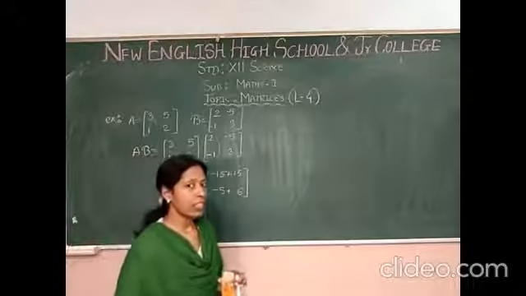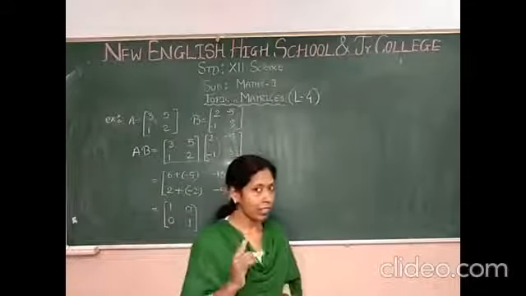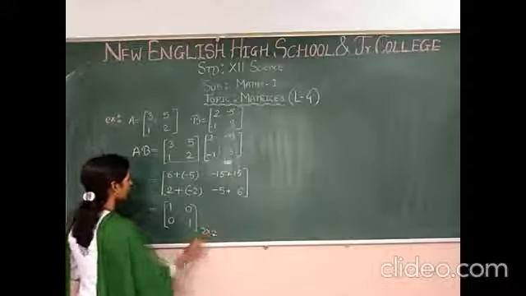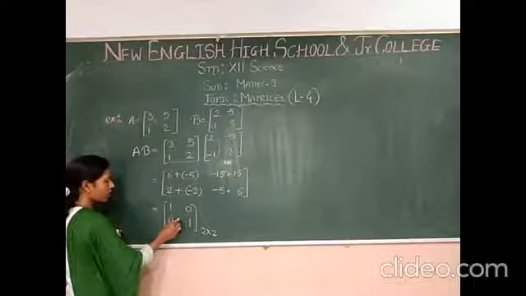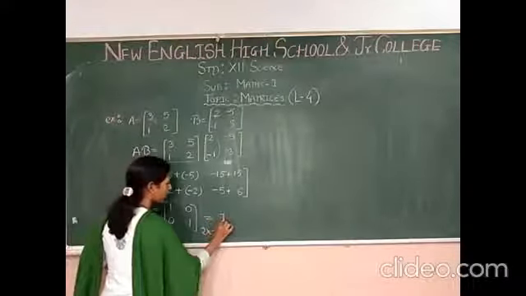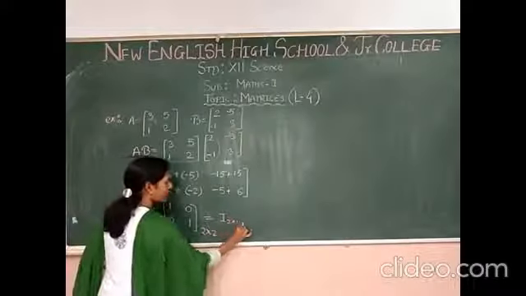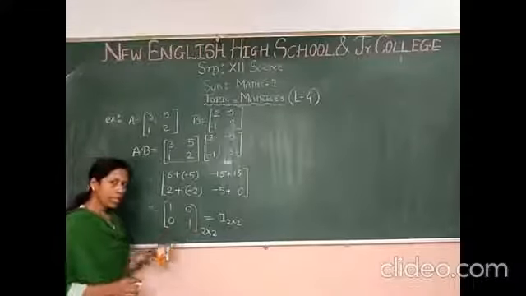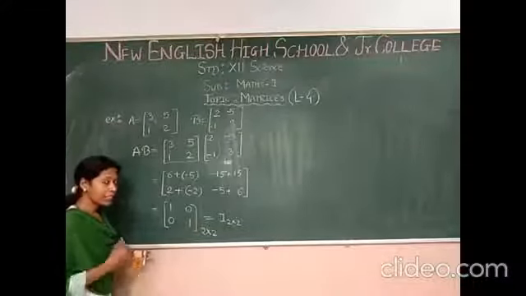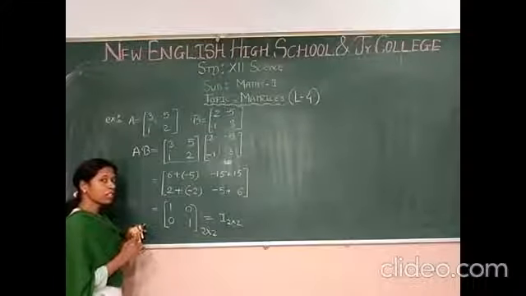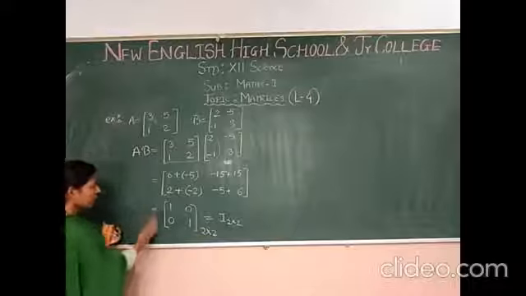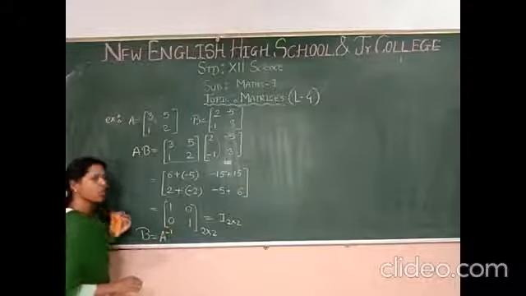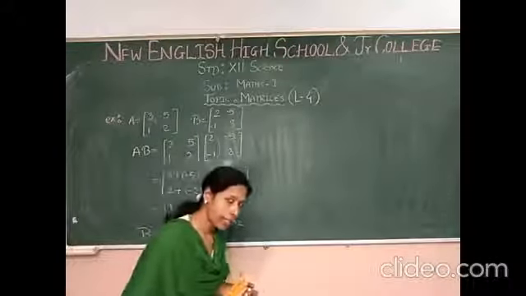Children, this is nothing but the identity matrix, of order 2 by 2. Thus we got A into B equal to the identity matrix. What can we say from this example? When A into B equals the identity matrix, I can say that B is the inverse of A. In this example, B is equal to the inverse of A.